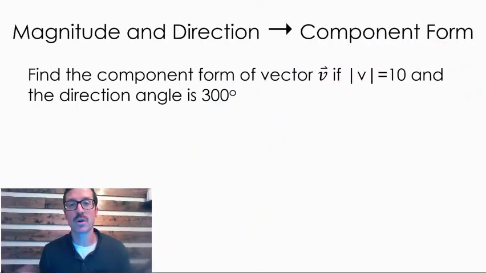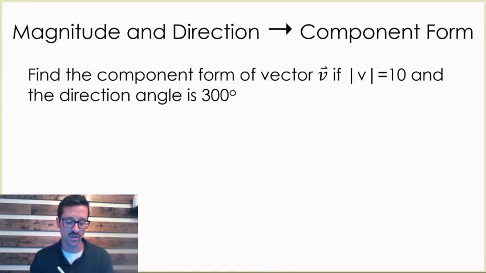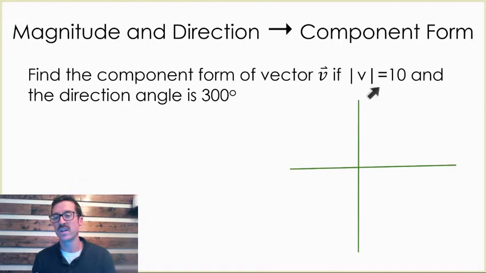Now in this slide, we're going to go the other direction. What if I give you the magnitude and the direction, and I want you to find the component form? What I like to do initially is get a good look at what this would look like, so I'm going to draw a graph. Once again, we don't know where the initial point of this vector is, so I like to put it in standard position. But we have a 300-degree angle, which would be right there.